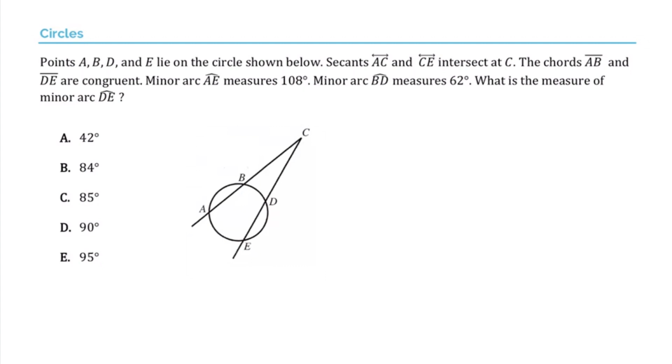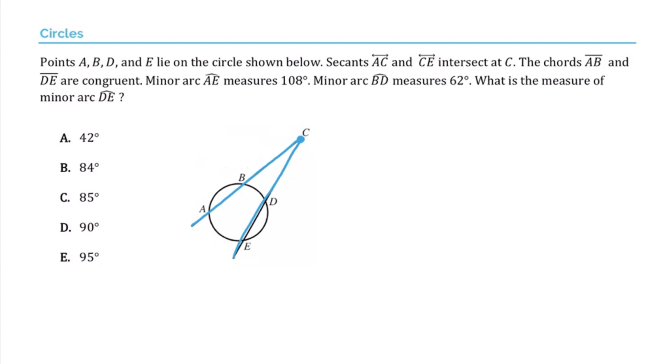Points A, B, D, and E lie on the circle shown below. Basically, all they're saying is that what we see here in the picture with A, B, D, and E, they are in fact on the circle. Secants AC and CE intersect at C. So this secant line AC and this one here, CE, are intersecting at that point C. The chords AB and DE are congruent.